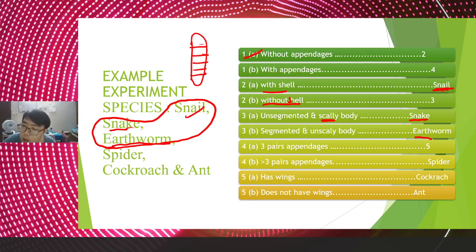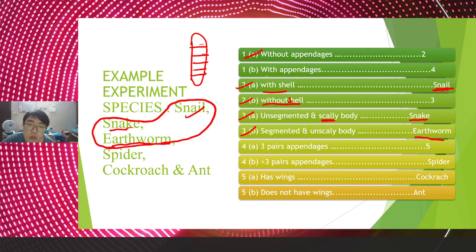Okay, so it's snake. Another one is earthworm. Earthworm has a segmented body and does not have a scaly body. So in conclusion, earthworm has a segmented body, no scaly body, no shell, and no appendage. Okay, this is the classification. Until now, 1A, 2A, 2B, 3A, 3B, you already settled. So snail, snake, earthworm, you already know the species and the classification. Finally they are classified.